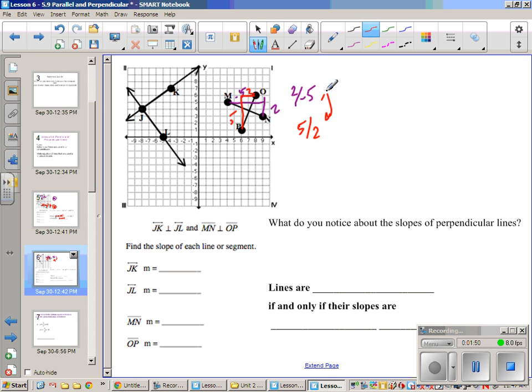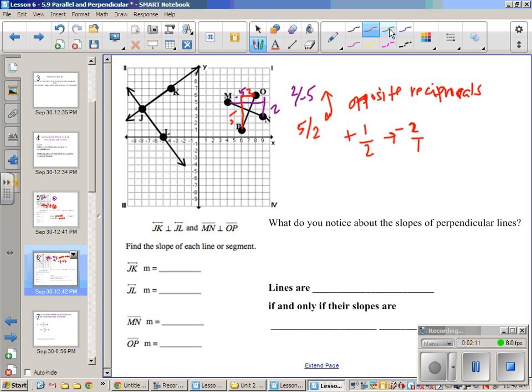So we call these two things opposite reciprocals. And what that means is they have to be flipped. So if I start with 1/2, I would flip it to 2 over 1. That's the reciprocal part. Opposite means one has to be positive, the other has to be negative.